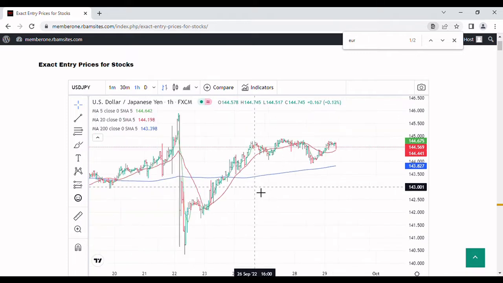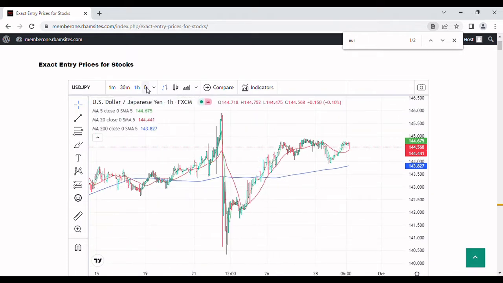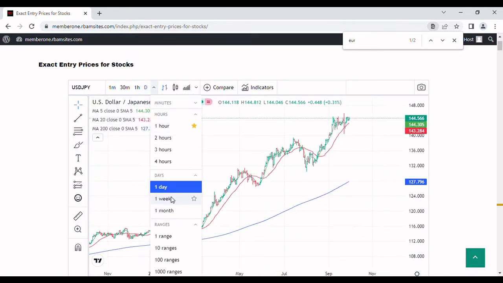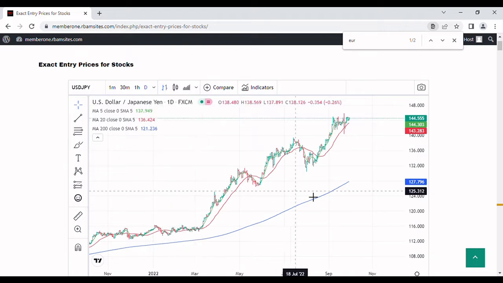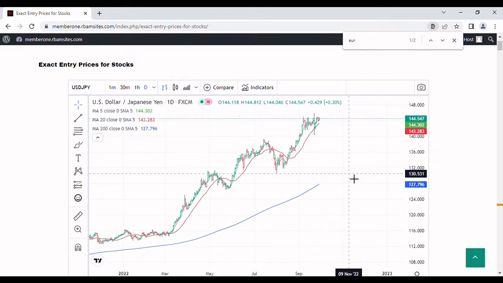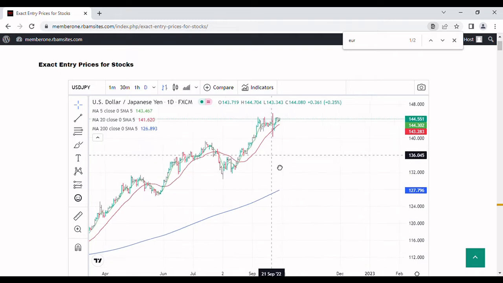Let's make sure we're on the dollar chart. That was an hourly chart. We're back on a daily chart here now. And as you can see, this currency's been in an uptrend.